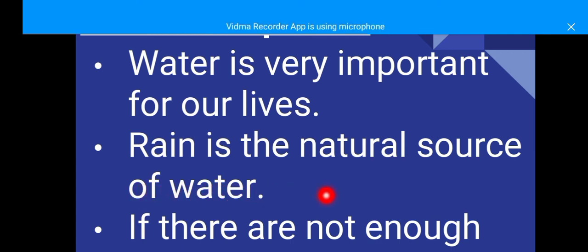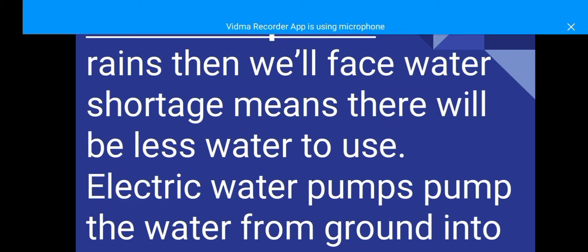If there are not enough rains, then we will face water shortage, meaning there will be less water to use. Again, we are discussing the same point, that if there are not enough rains, we can face a water shortage. There will not be enough water, and we will face great difficulty. So the rains are very important for getting water.